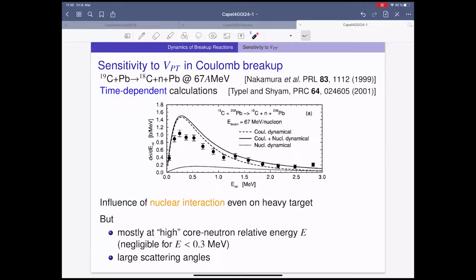This makes sense, okay? Larger angles correspond to shorter distances. So the core and the neutron come closer to the lead target, and they are deflected at larger angles.